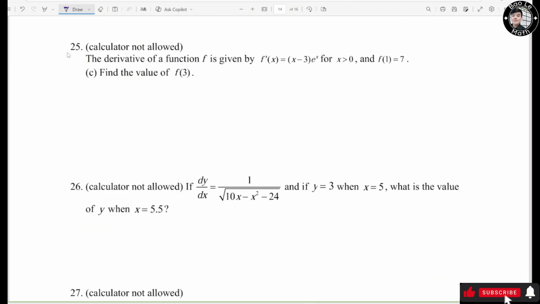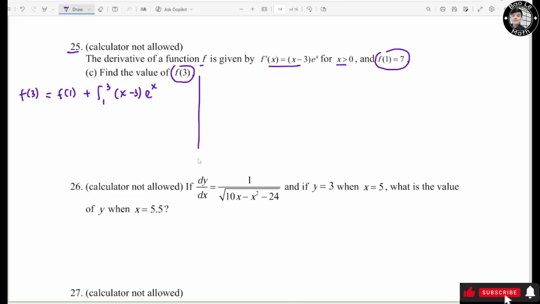Now let's move on to question 25. The derivative of a function f is given by this guy for s greater than 0. If f of 1 equals 7, then we need to find the value of f of 3, right? So we're going to use the fundamental theorem of calculus, right? So we have f of 3 equals f of 1 plus the integral from 1 to 3 of (s minus 3) e to the s, right?